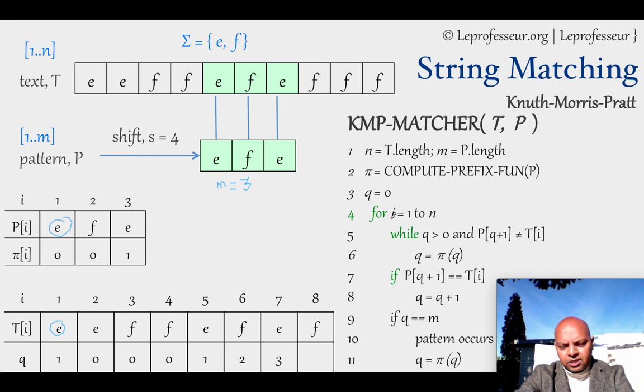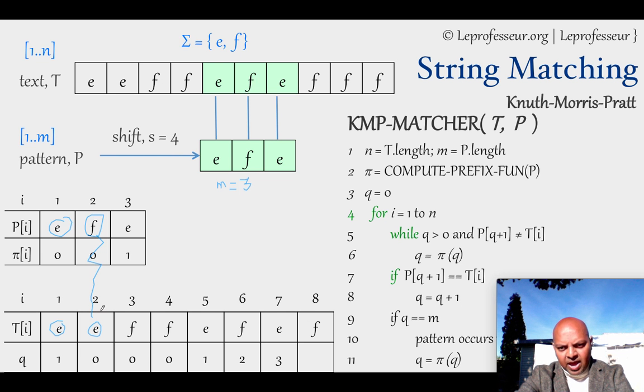Now we go to the next i value, which is 2. When i is 2 and q is 1, we are going to be executing line number 5 and try to see if p of q plus 1, with q being 1, is p of 2, which is f. Let's see whether f matches with t of i. So f doesn't match with the e.